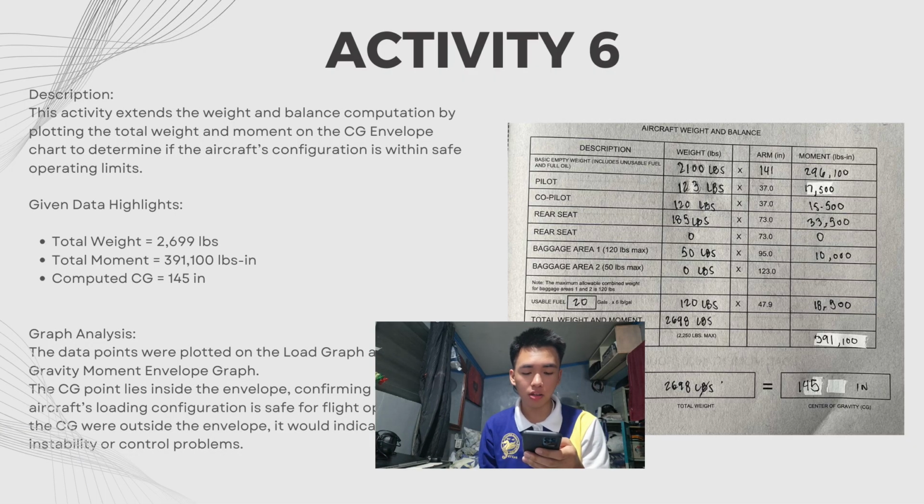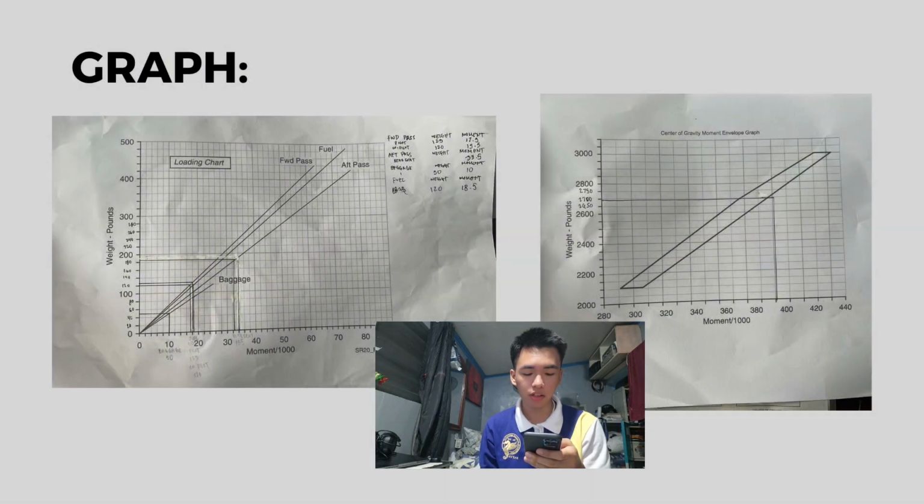We then plotted the total weight and the total moment on the loading graph and CG envelope chart to check if the point falls within the safe operating range. The result shows that the CG was inside the envelope, which means that the aircraft is properly balanced and safe to fly.